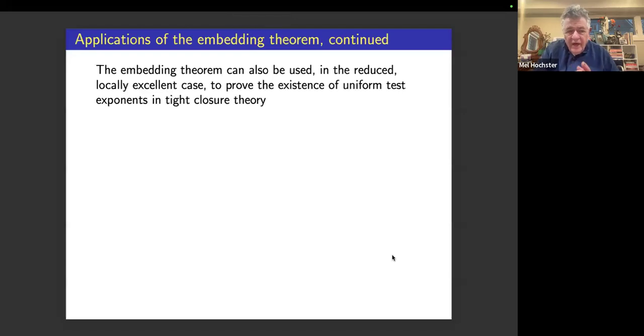So the embedding theorem can also be used in the reduced locally excellent case to prove the existence of uniform test exponents in tight closure theory. And I'm not going to talk about, if you know what that is, fine. I'll just comment that sometimes a priori in doing a tight closure test, you have to check what happens with p to the e for all e, but sometimes you can bound what you have to test. And that makes computation more feasible. But that's for the case of finite projective dimension.